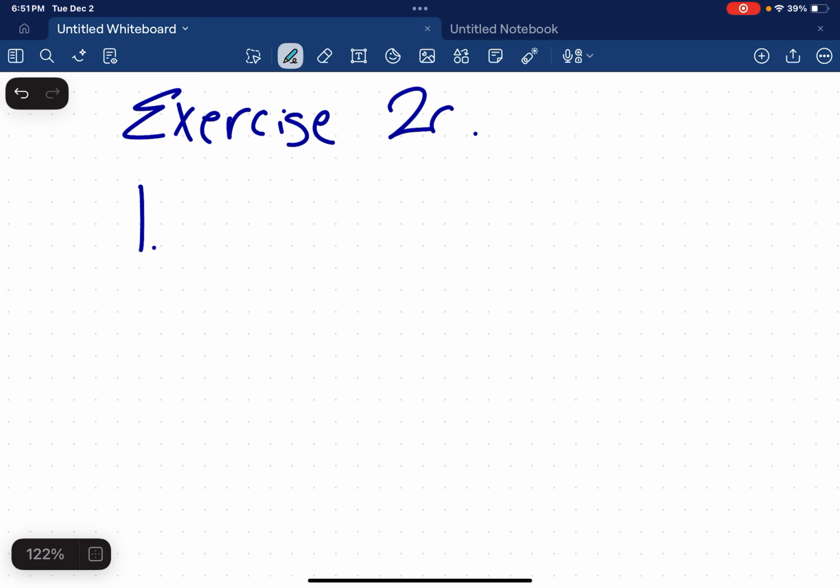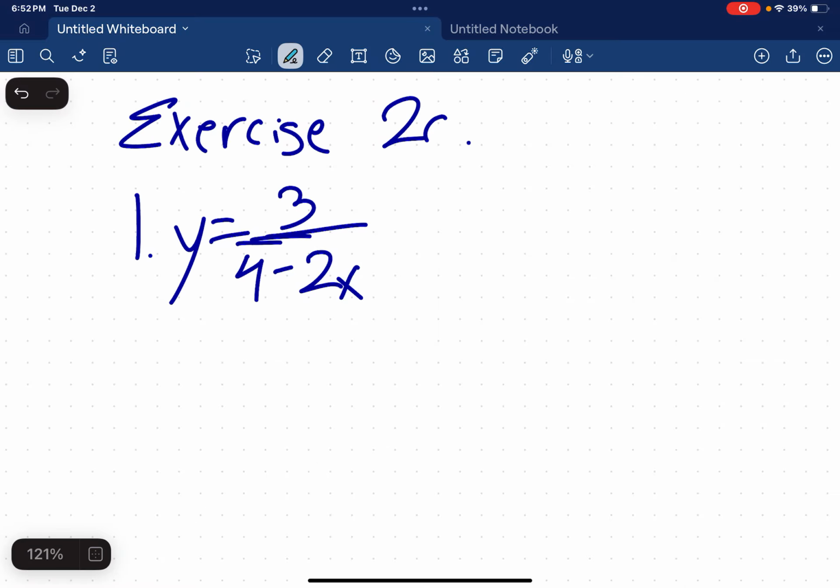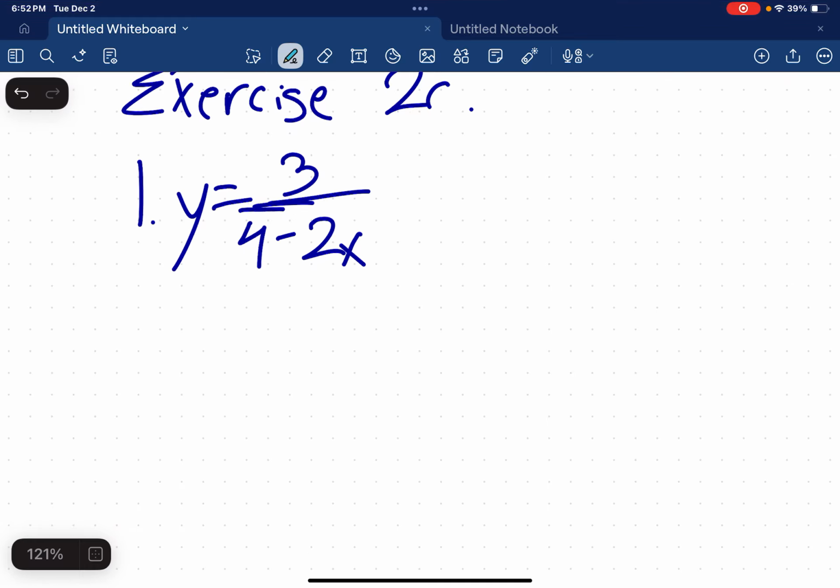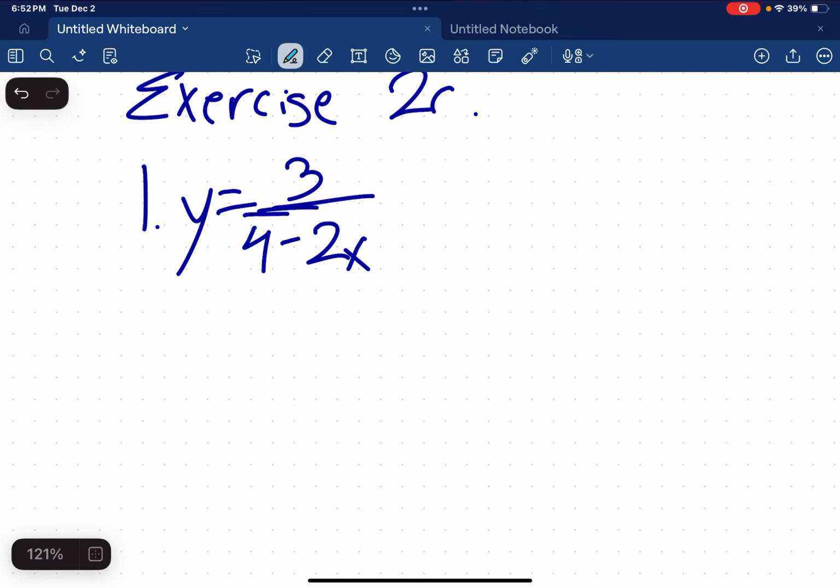Okay, number one, it's asking us to find the domain and ranges of the following functions and state the equations of any asymptotes. Number one is y is equal to 3 divided by 4 minus 2x. All right. So first, let's find any limits that it has or asymptotes.